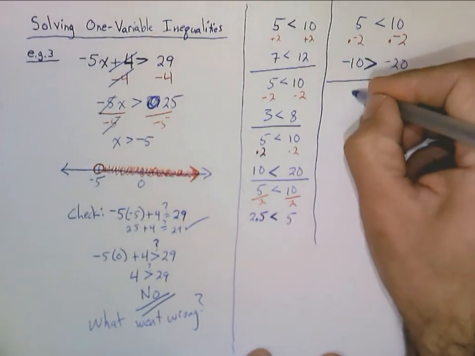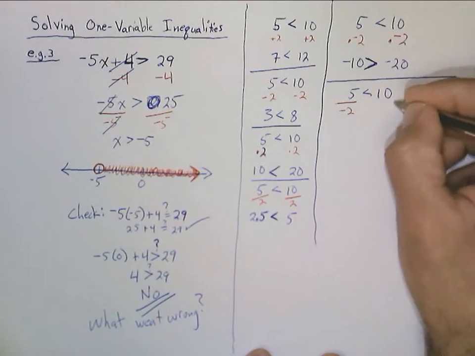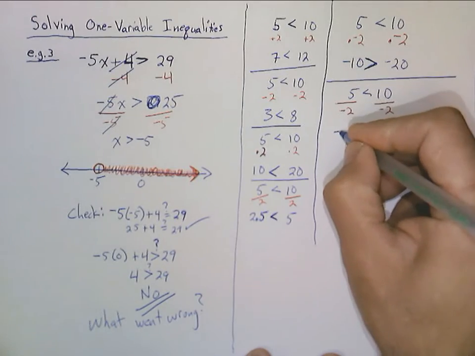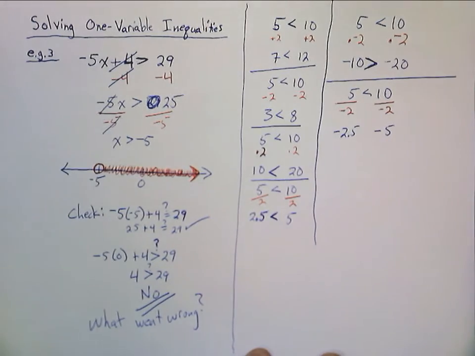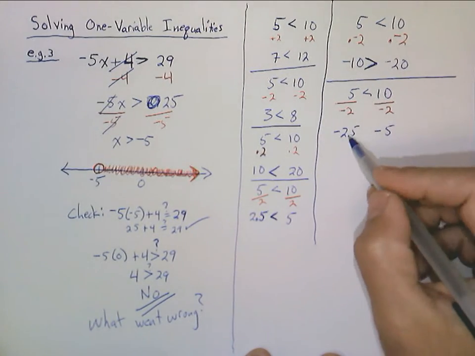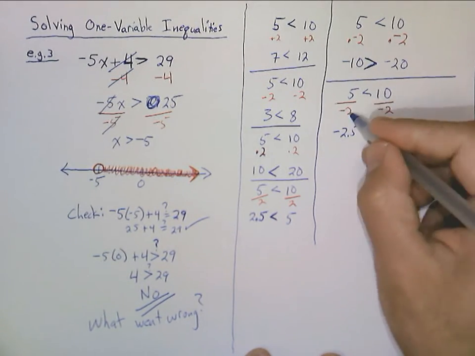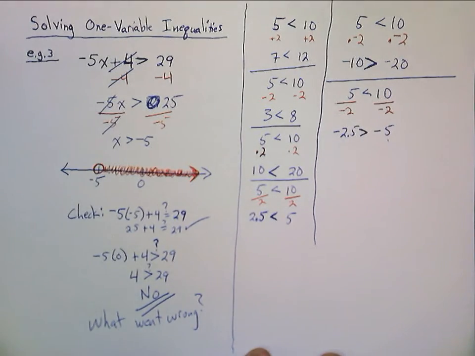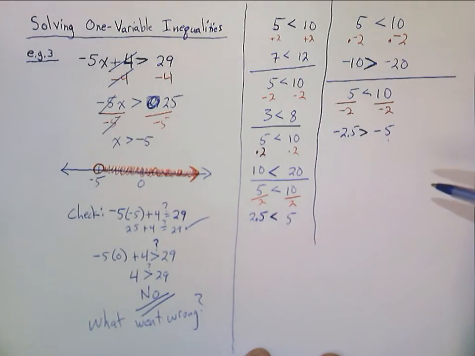Similarly, 5 is certainly less than 10. If we divide both of them by negative 2, 5 divided by negative 2 is negative 2.5. 10 divided by negative 2 is negative 5. But now negative 2.5 is most definitely not to the left of negative 5. It's to the right of it. So again, if we divide both sides by a negative number, we have to flip the inequality around. And that's the only thing that's different for solving inequalities as opposed to equations. That's the only difference.